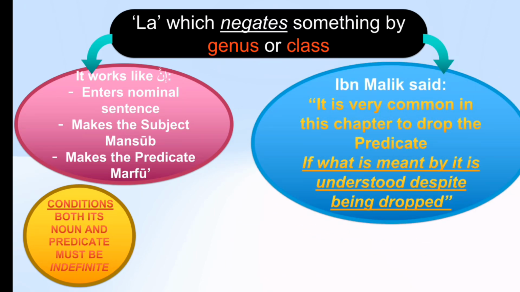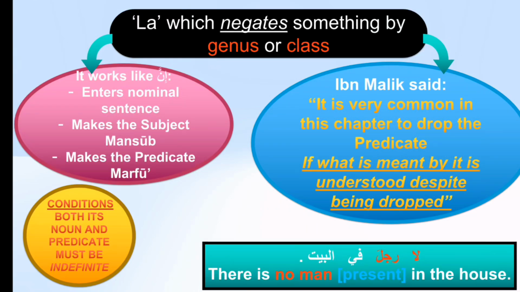Okay, here's another rule that's very important. Ibn Malik, the famous grammarian, in his Alfiya said, it is very common in this chapter, meaning the chapter of La Nafiya lil Jins, to drop the predicate, to omit the predicate, if what is meant by it is understood despite being dropped. So it is very common for the predicate to be dropped when using La Nafiya lil Jins, if what is meant by it is understood.